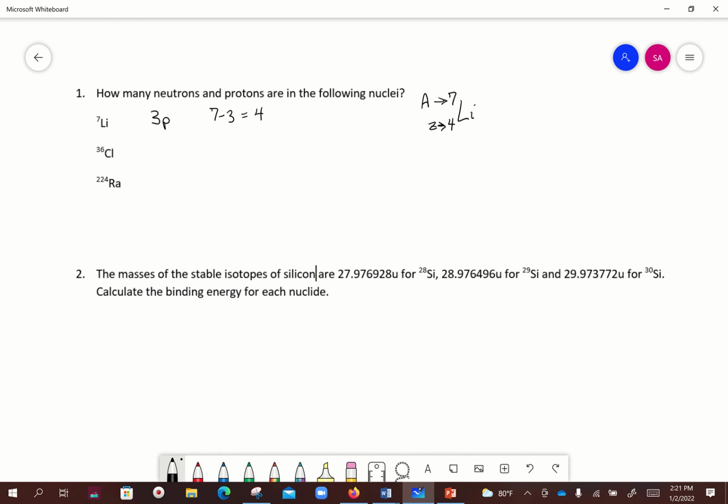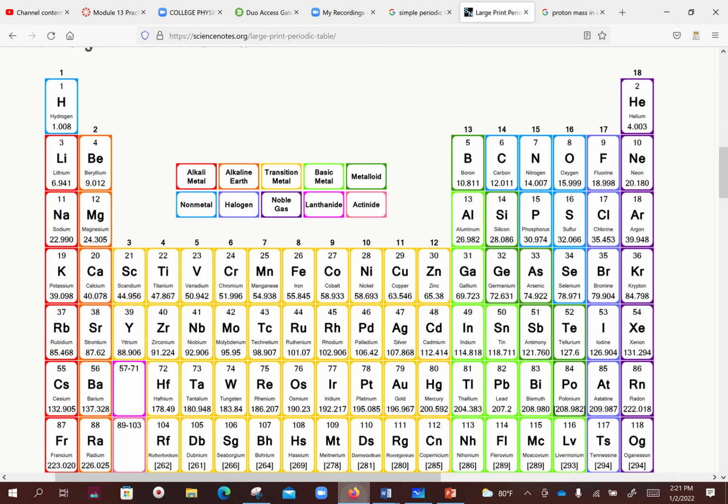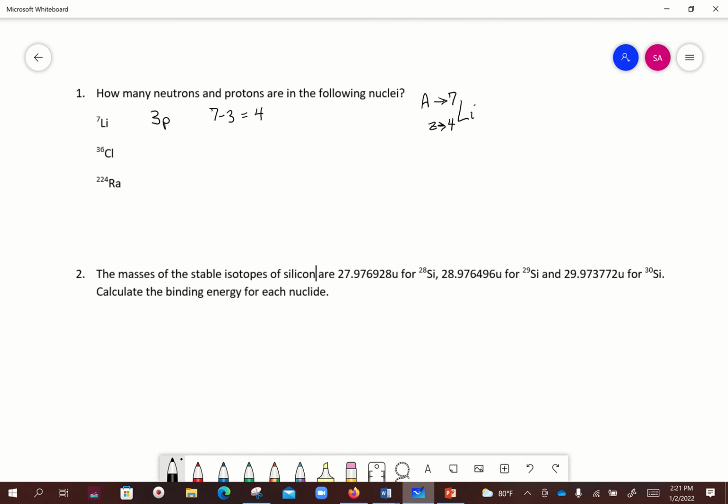So the next one is chlorine 36. So again, pop over to the periodic table. And if we look at the periodic table, it's way over on the side over here. It's got atomic number of 17. So if we go back here, it's got 17 protons. And so the number of neutrons is 36 minus 17, which is 19 neutrons.